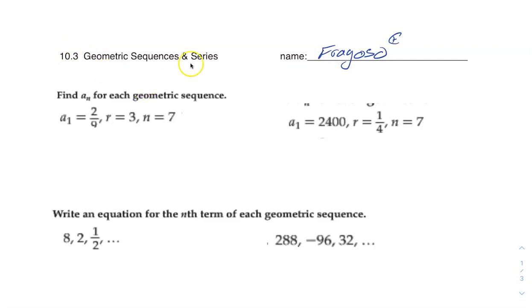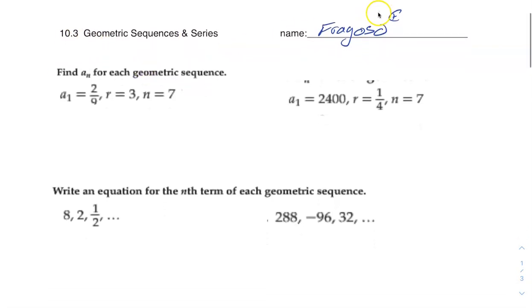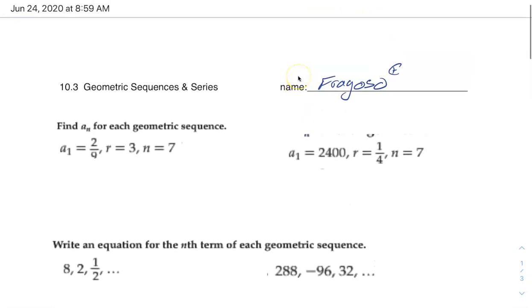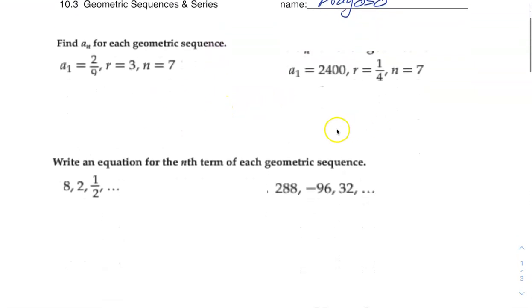10.3 geometric sequence and series worksheet. So let's just go through real quick. I should give you the formulas, but I don't see them here. The formula for a geometric term is a1 times r to the n minus 1, and the sum of a geometric series is a1 times 1 minus r to the n over 1 minus r. Sorry, those will be given to you, and I should give them to you here.